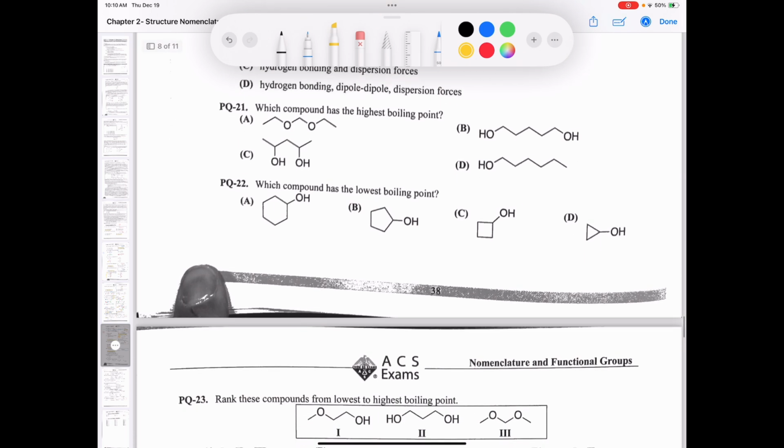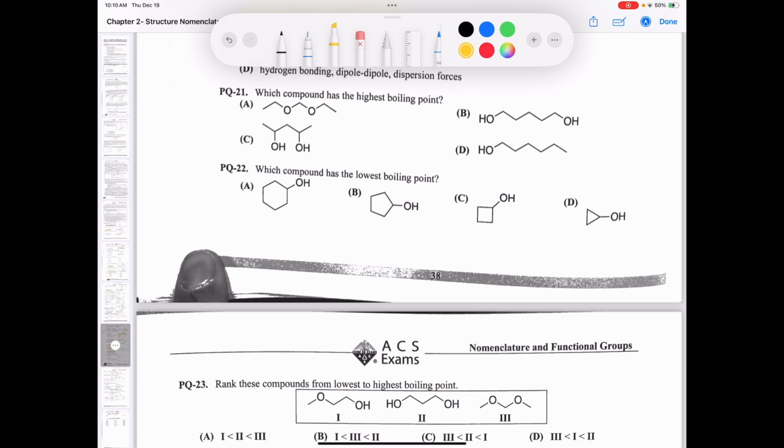21, which compound has the highest boiling point? Well, if we take a look at A, it's not going to be that, because this compound only has ethers in it, whereas B, C, and D, they all have hydroxyls. Well, it's not going to be D, because D only has one, and it's got 1, 2, 3, 4, 5, 6 carbons. But C and B both have 5 carbons, but they have 2 hydroxyl groups, and so they're going to have higher boiling points than D because they're diols.